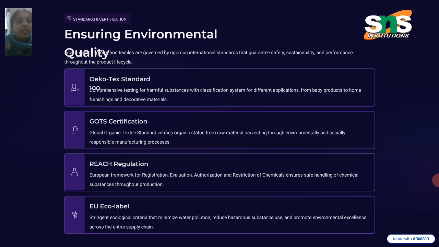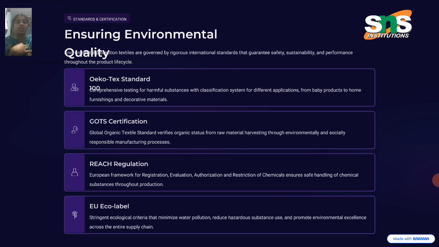Comprehensive testing of textiles for harmful substances, with classification systems for different applications, from baby products to home furnishing and decorative materials. Not alone in geotextiles and other materials, it is mainly concentrated also in home textiles and cloth textiles. So there are some standards that have to be followed. If we are exporting some products, we need to follow some standards. Based on the standards only, the product is certified and given permission for exporting. So the Oekotech standards are somewhat different.